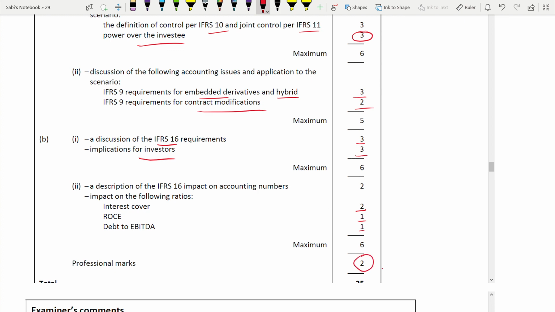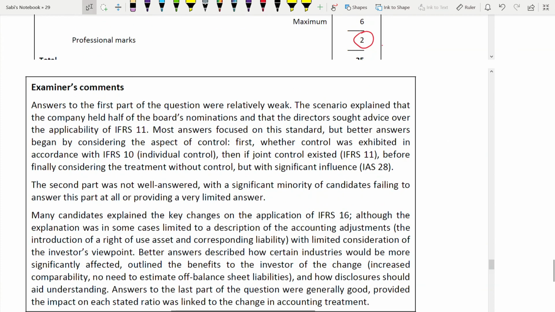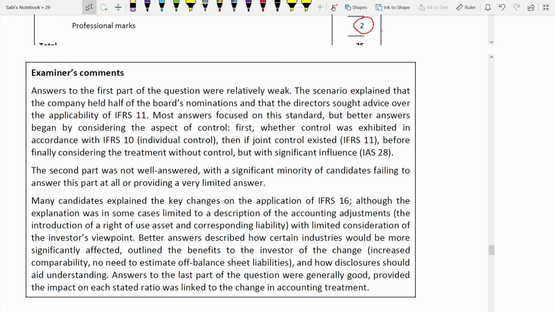So now let us go to the examiner's comment. It is very important that you go through this. Okay. Relatively weak. The first part was relatively weak, when we have to discuss joint arrangements. Okay. Most answers focused on this standard. Which standard? IFRS 11 oldie. They didn't take IFRS 10 and IAS 28. But if they take this too, your answer would be better.